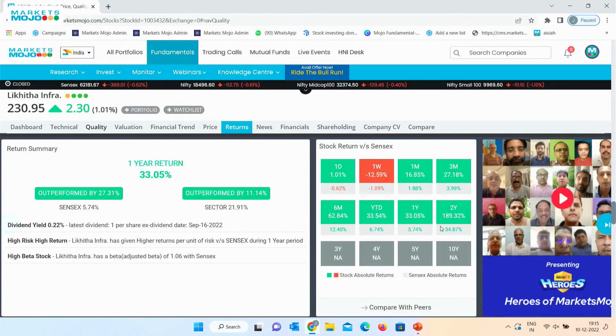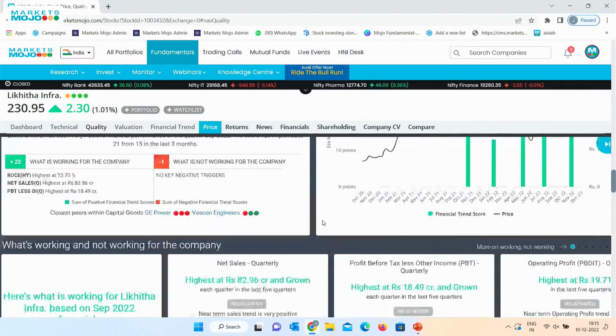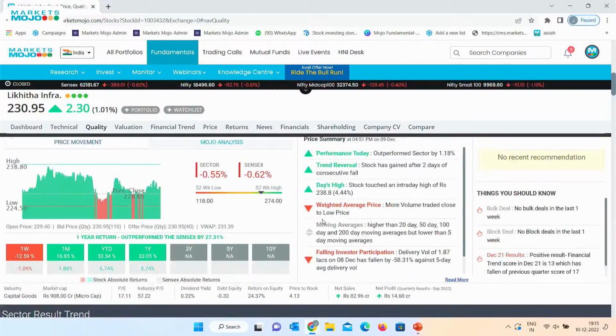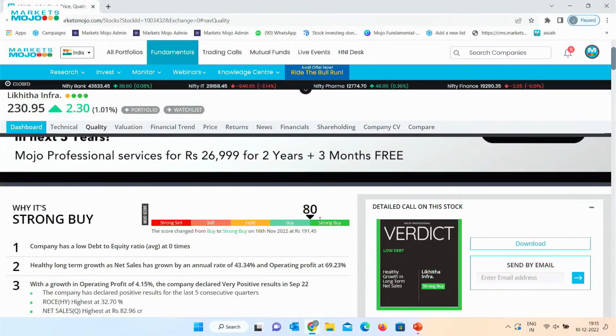Okay, so it's not been trading since a long time. There's no 3 or 4 year history. It's a relatively newer company. It's micro cap, average quality. Our score still says 80, strong buy.